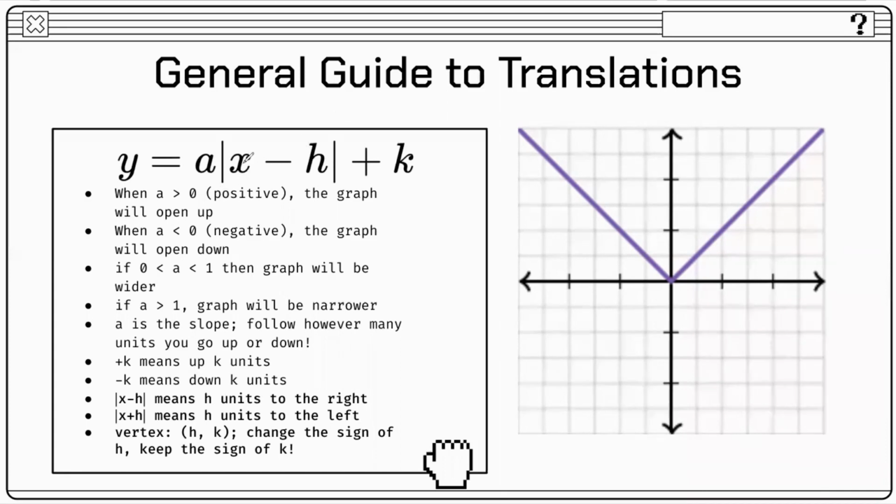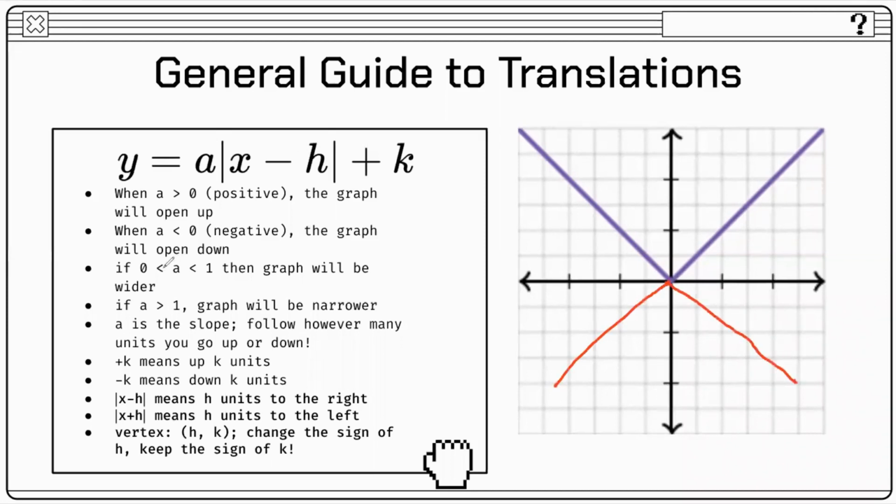So sometimes there's this number in front of your absolute value symbols, and we assign the variable a. Generally, when a is greater than 0, meaning that it's positive, the graph is always going to open up, and if a is less than 0, or a is negative, the graph will open down. When it opens down, it'll look something like this.